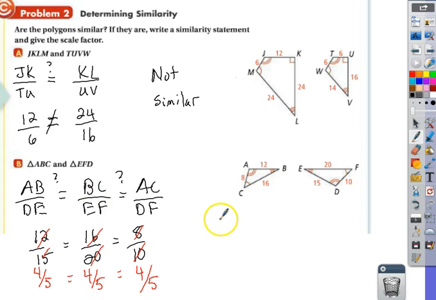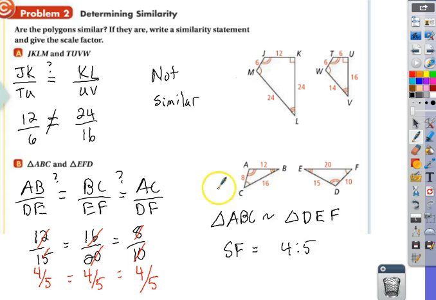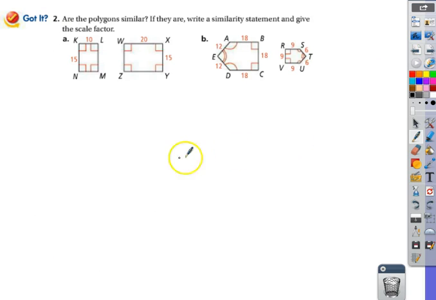To write the similarity statement, it would be triangle ABC similar to triangle DEF, because A matches with D, B matches with E, and C matches with F. And then the scale factor is equal to 4 to 5. Everybody okay? All right, so tell me whether or not these two are similar.